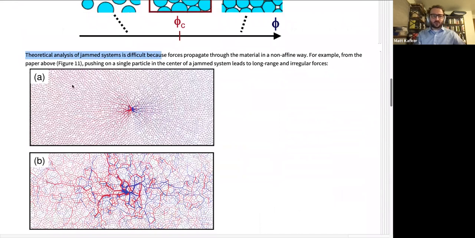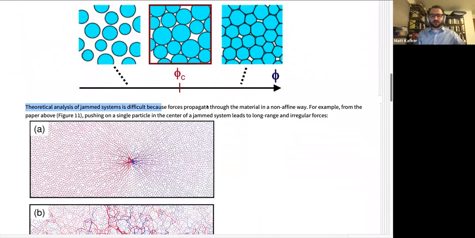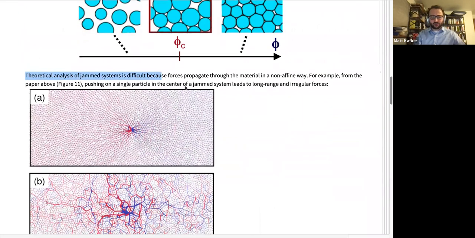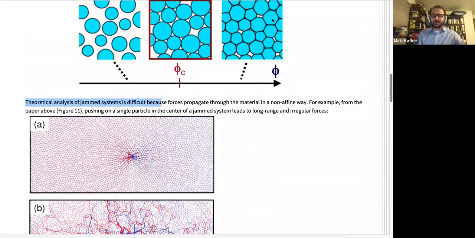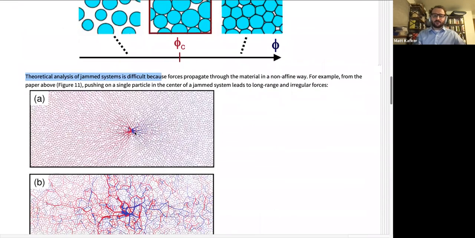So what we're looking at here is a two-dimensional plane of jammed particles. The top panel is something like this. The bottom panel is something at the phase transition point. And we imagine just taking one particle and exerting a force to the right. So just pushing it to the right. In this highly jammed phase over here, the influence of this force decays pretty quickly. And blue means positive, so you're pushing to the right, so the force is increased over there, and red means negative, the force is decreased.